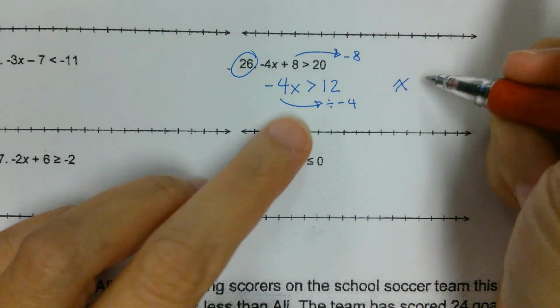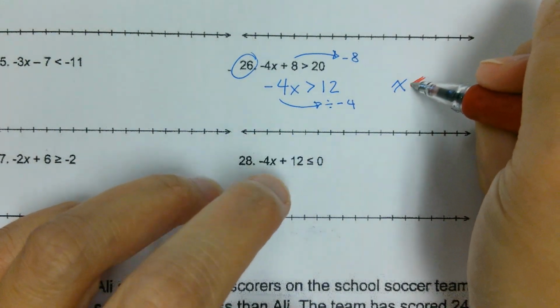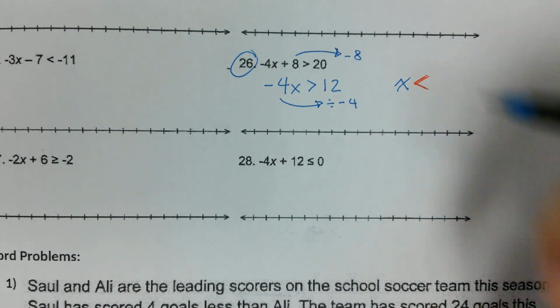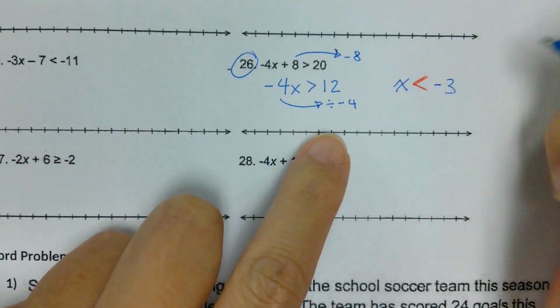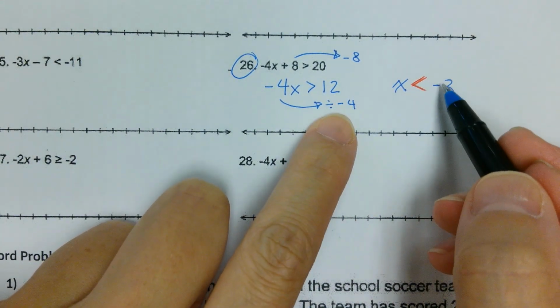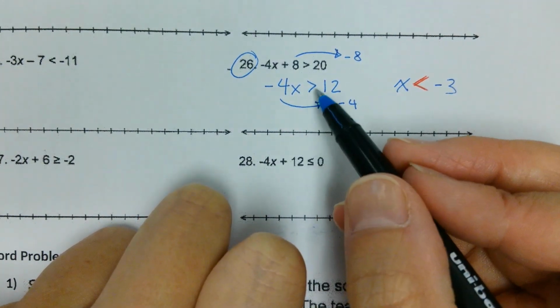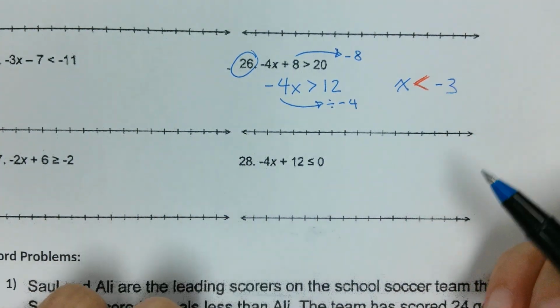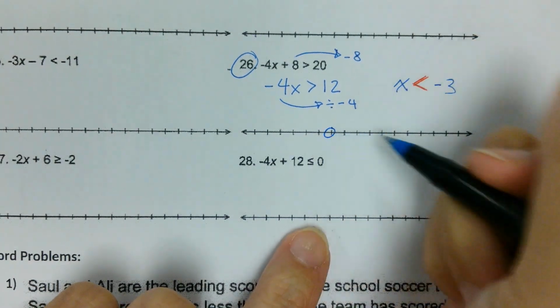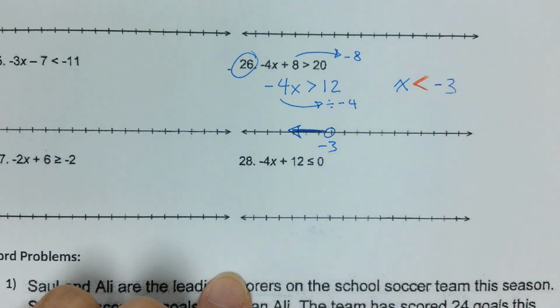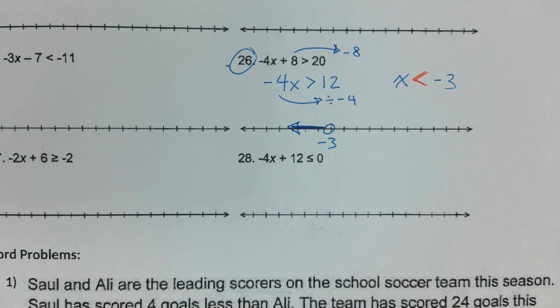Yeah, so then the sign changes to less than, and it's -3. So it doesn't change the sign, it only changes the direction. So 12 divided by -4 gives you -3. So then -3, your arrow points to the left. All right? So that was a quick 12-minute lesson because we ran out of time.